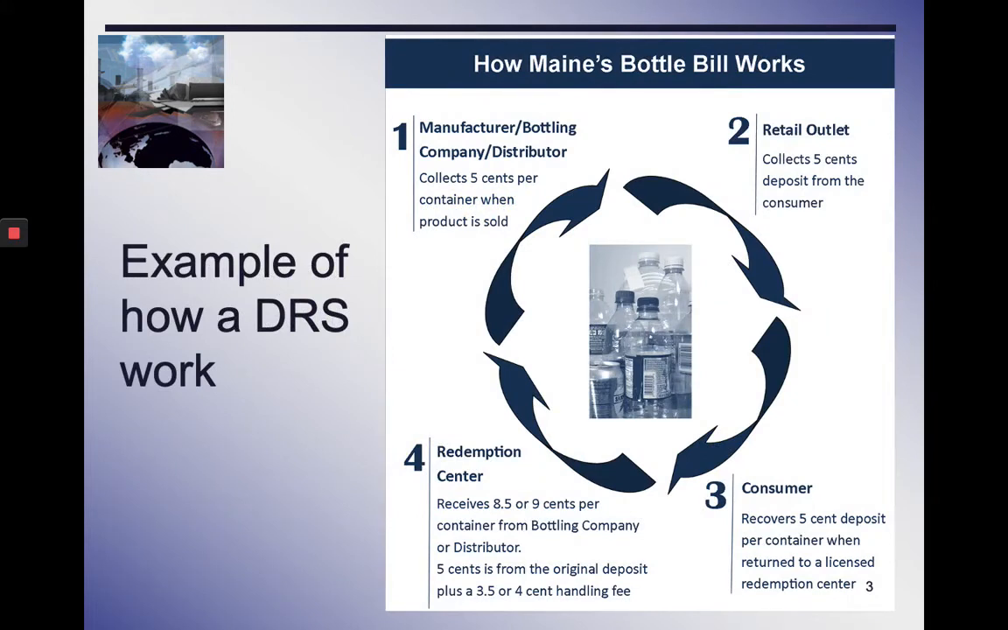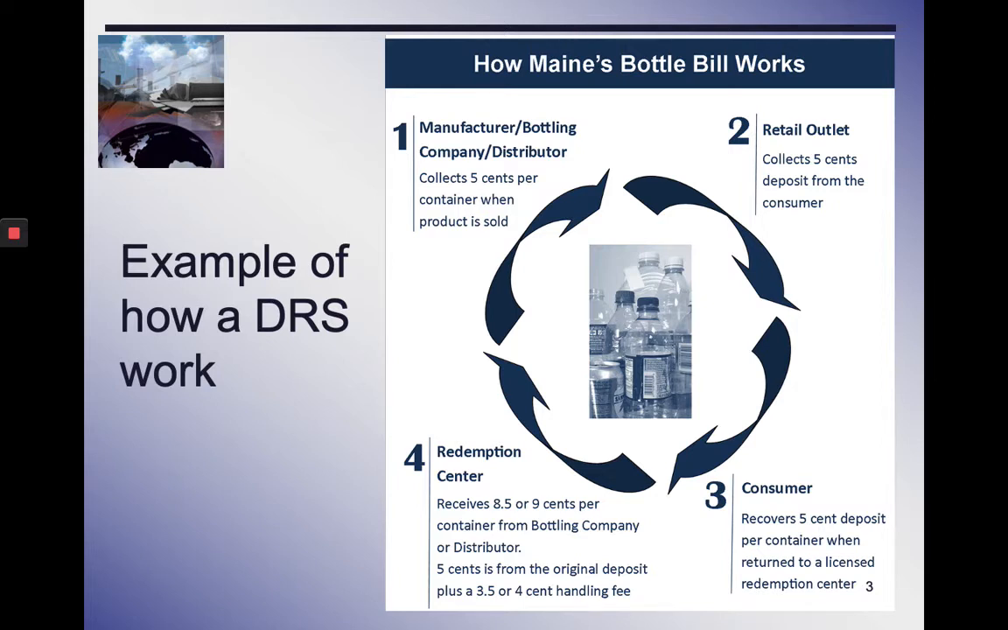How does a deposit refund system work? This is an example of how the deposit refund system works in the United States, in an area called Maine, where they call it the Maine bottle bill. In the United States, they have many different bottle bills implemented by the different states. So this is one example. Look at number one.